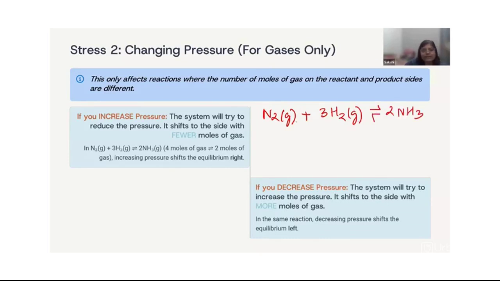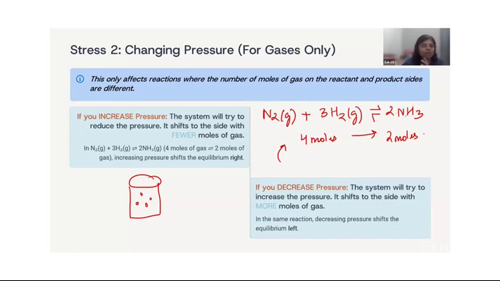If you increase the pressure, the system will try to reduce the pressure. So let us say you have increased the pressure, right? So here there are 4 moles of gas, and here there are 2 moles of gas, right? In a container, if there are more molecules, there are 4 molecules on the reactant side. If you increase the pressure, now these molecules are moving with a faster speed, and the pressure would be more because more molecules are there. So it would try to go in the direction where the pressure is less to minimize the pressure. So it will go to the right hand side.